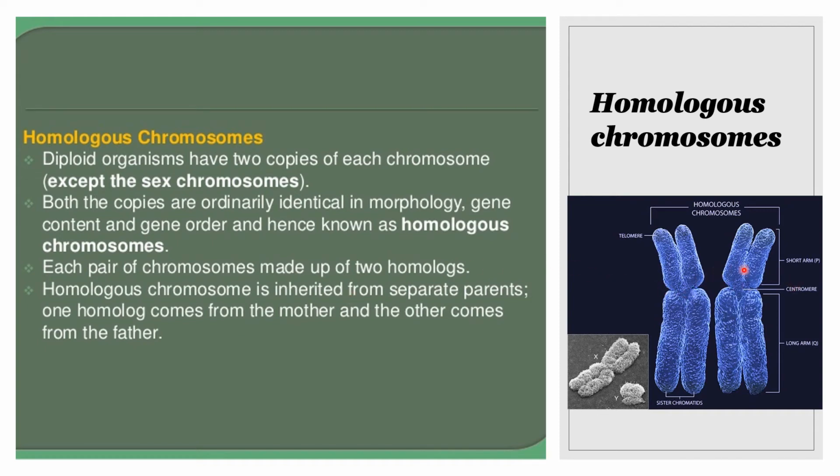This is one pair, this is a second pair. So how many pairs are there? You can call this a homologous pair. You can call them homologous chromosomes.